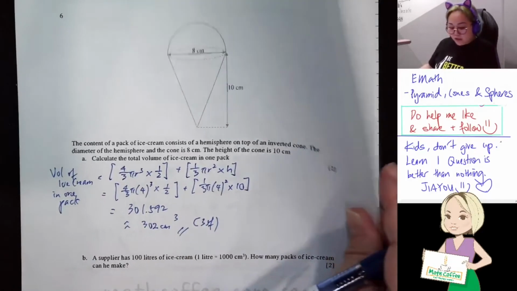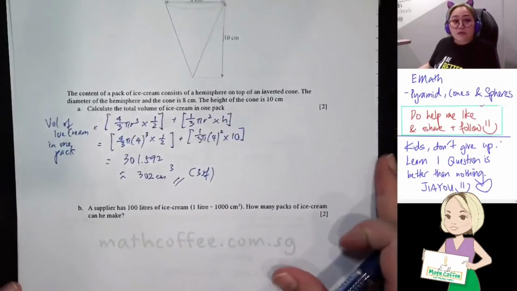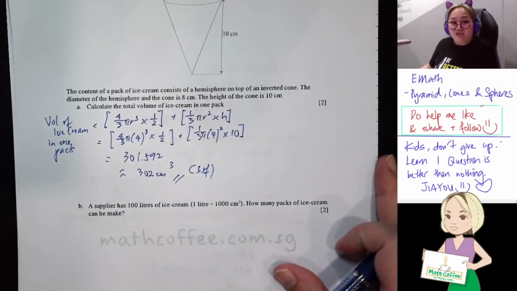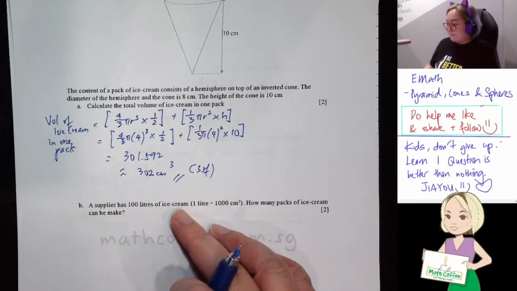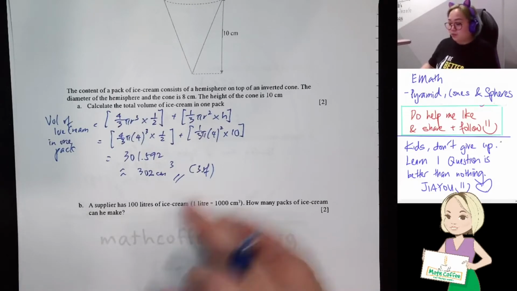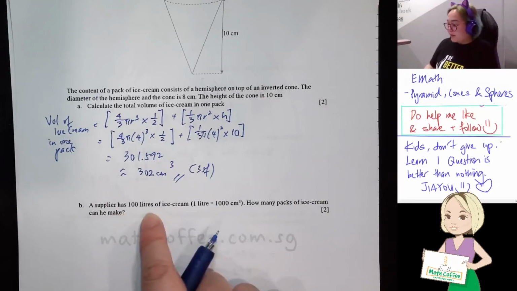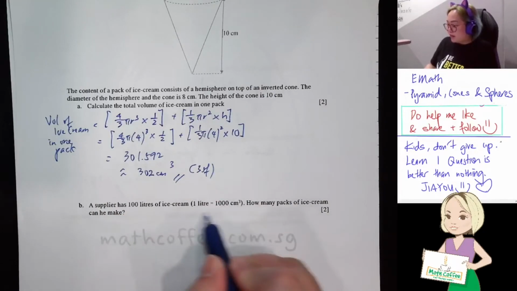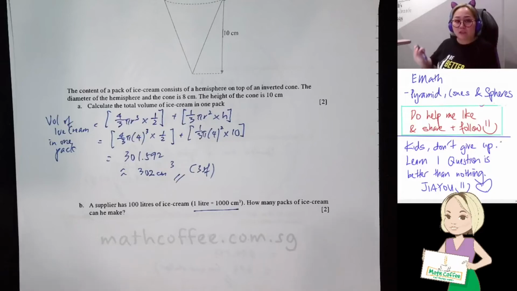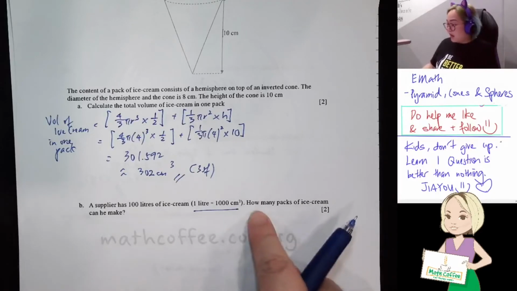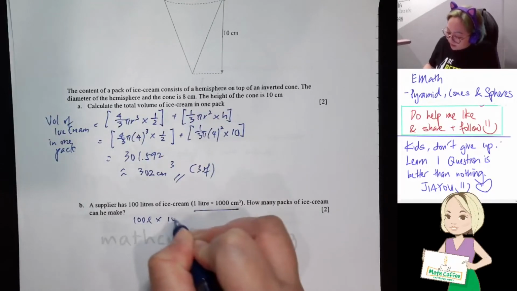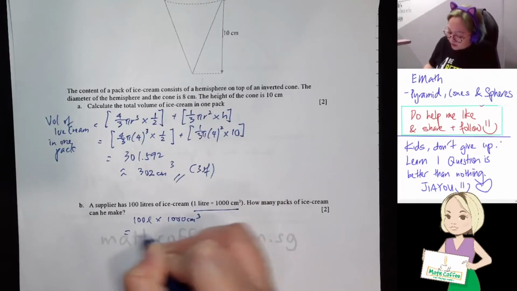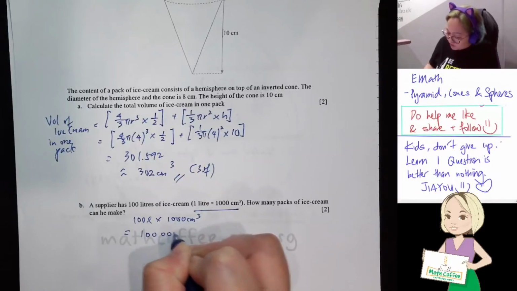So now let's take a look at 6B. So now they say that the supplier has 100 liters of ice cream. Again, I feel that ice cream should just refer to the hemisphere, right? But they are just assuming that it's the whole thing. So a supplier has 100 liters of ice cream, and they tell you that 1 liter is 1000 cm cubed. They ask, how many packs of ice cream can he make? So 100 liters multiplied by 1000 cm cubed is 100,000 cm cubed.